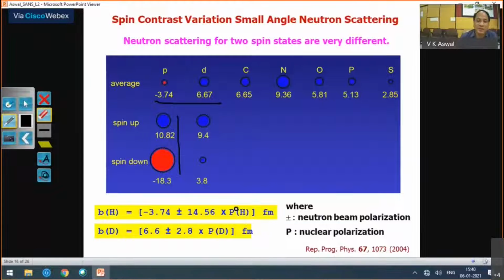So you can see, to get this kind of sample environment is not easy. And that's why, although this technique is very useful, its application has been very limited. Only a few groups who can afford to get these kind of sample environments make use of this technique. But as I said, it's very useful. Even more, you can produce more contrast than what you get with isotope contrast variation.